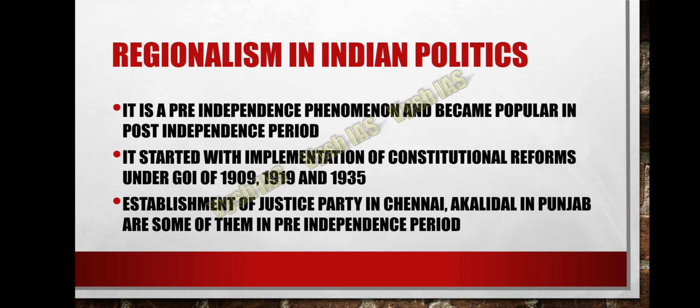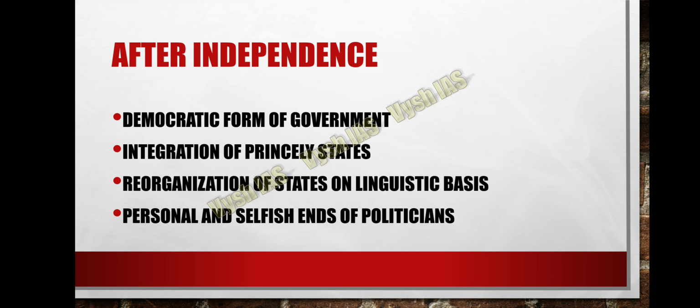Now let's see the regionalism we have seen in the post-independence period. There are four categories under which we have seen the concept of regionalism in India after independence. First, we have seen it with the establishment of the democratic form of government. Actually, the main aim was nation building on the principles of democracy, secularism, national unity and social justice. All the parts of the country wanted a fair deal in nation building. They started competing with each other for their development, right?